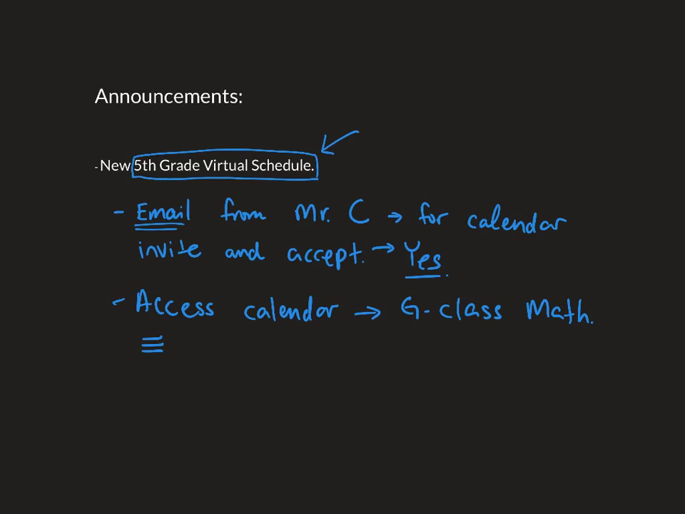Everybody, what you're looking for is in the body of that calendar event. When you open that event up, you're going to see something like, I forget how I wrote it, click here for schedule or for 5th grade virtual schedule. When you click on that, it'll take you to the new 5th grade virtual schedule. This is a big deal, because it's going to give you more structure, right?